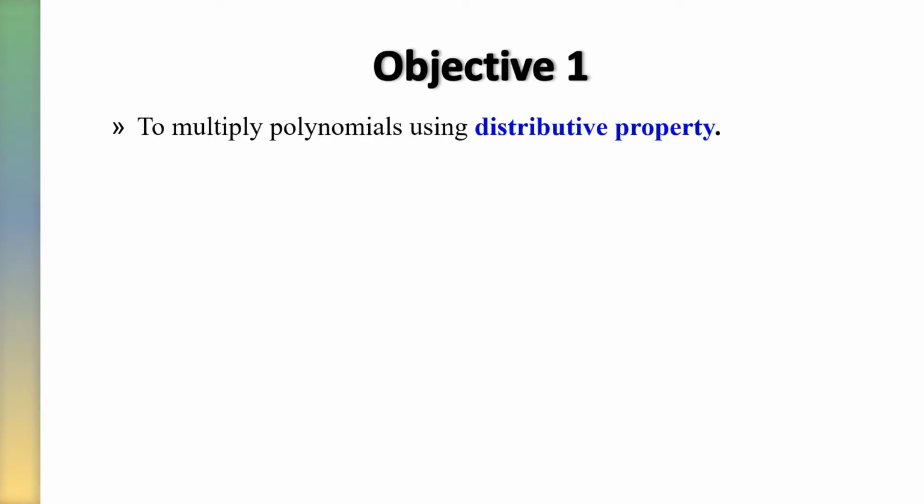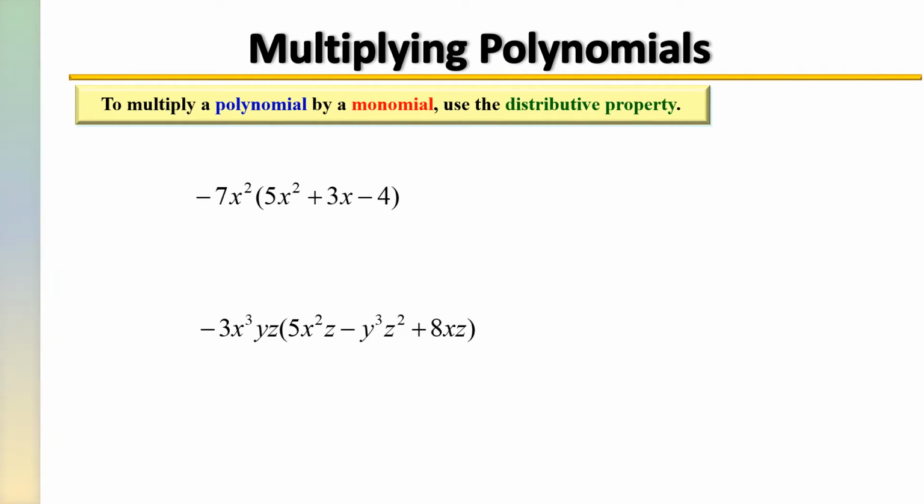In this lesson, our objective is to multiply polynomials using distributive property. So now we're going to multiply polynomials. Here we have a monomial multiplied by a trinomial. We're going to use distributive property, which means I must distribute that number on the outside, or that term, multiply it with each term within the parentheses.